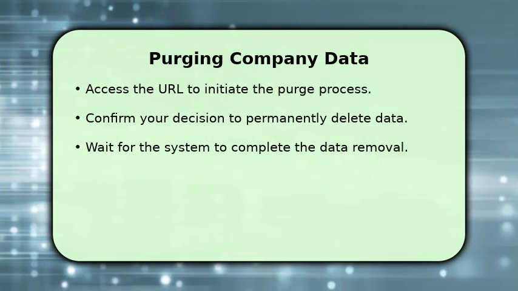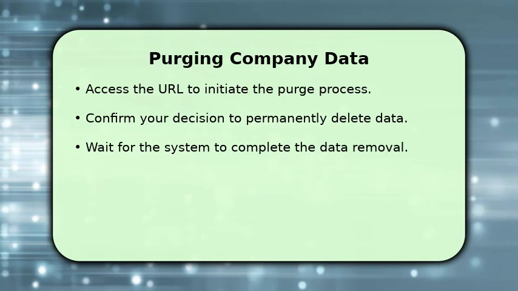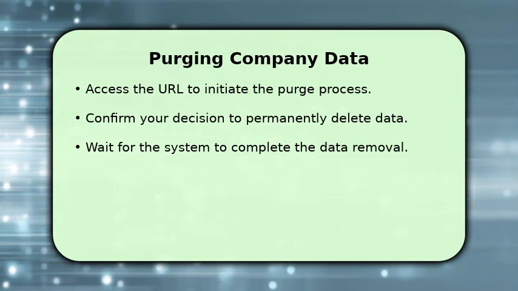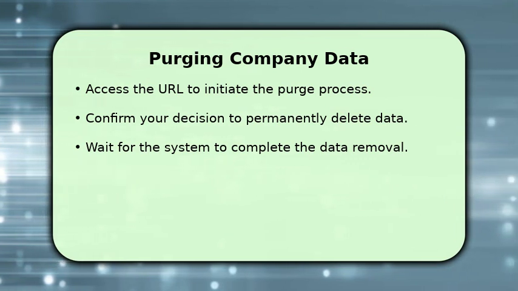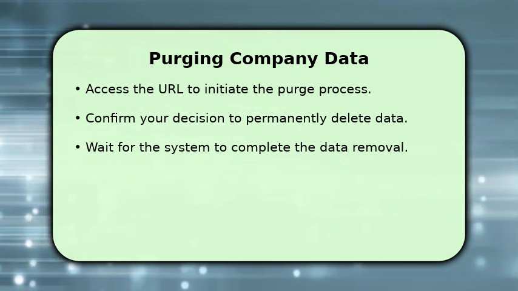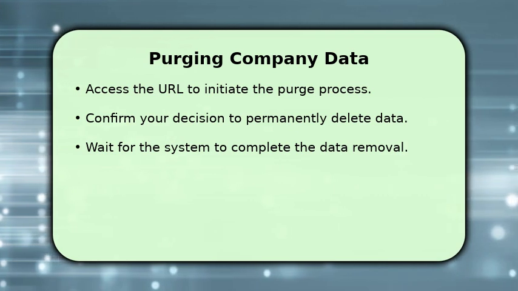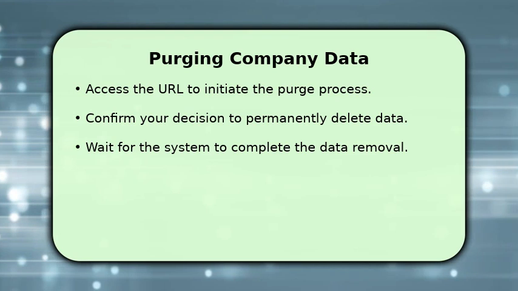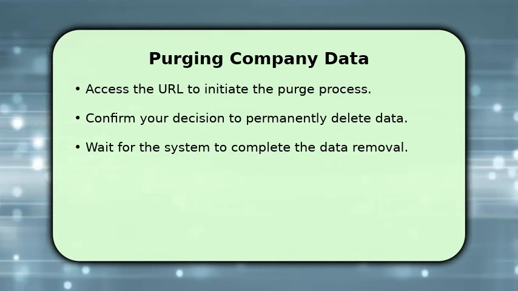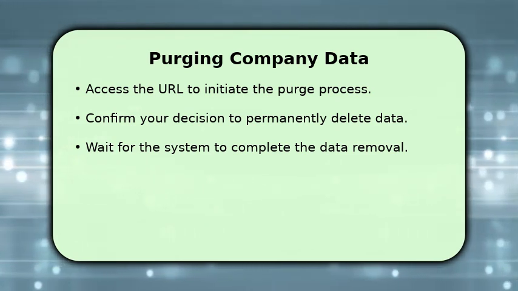To purge company data for newer accounts, you'll navigate to a specific URL. This action permanently deletes all transactions and lists, leaving only your chart of accounts. Confirm your decision carefully, as this process is irreversible. The system will then take some time to complete the data removal, after which your company will be essentially empty.